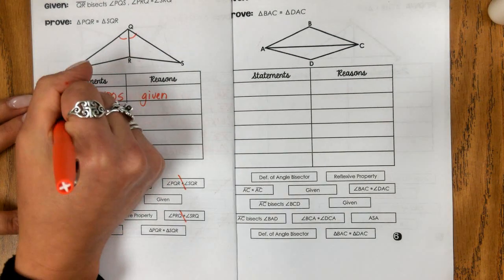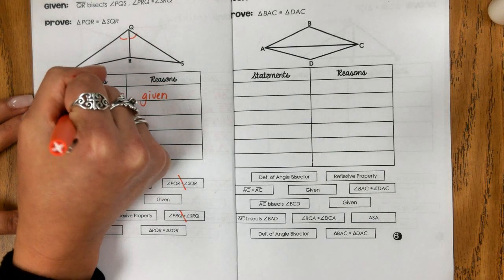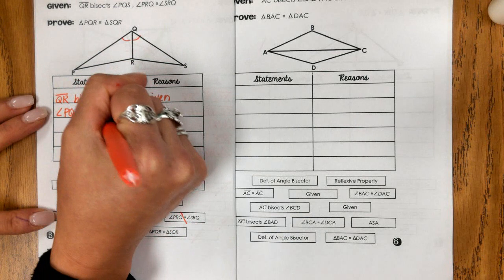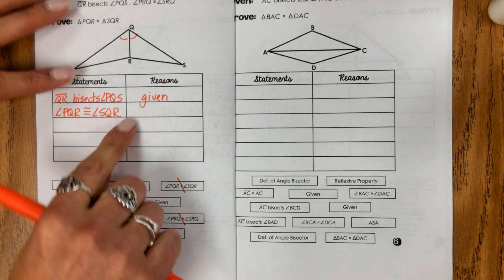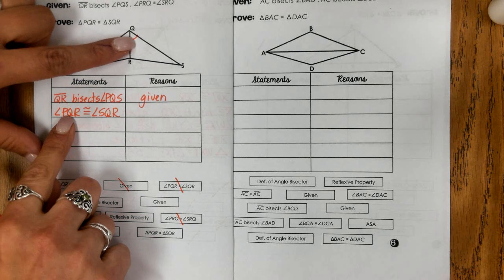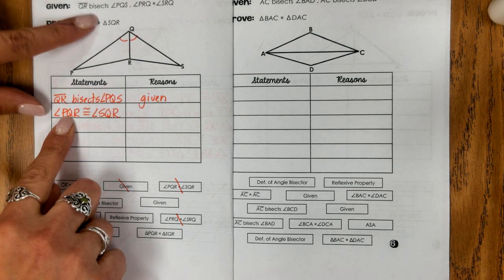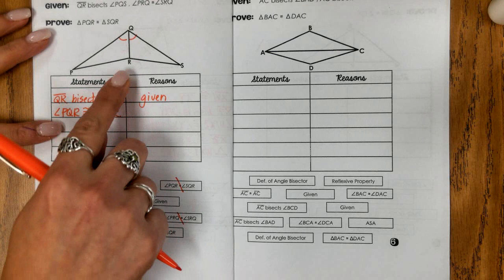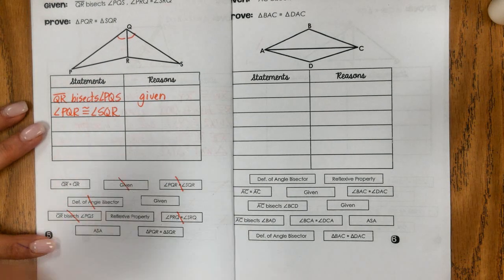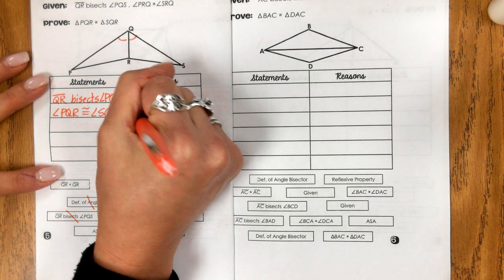Okay, so we have angle PQR is congruent to SQR. Remember, the other one was not correct because Q has to be in the middle. That's where the vertex is, okay? And then it ends at R. They both end at R. So that would be definition of an angle bisector.